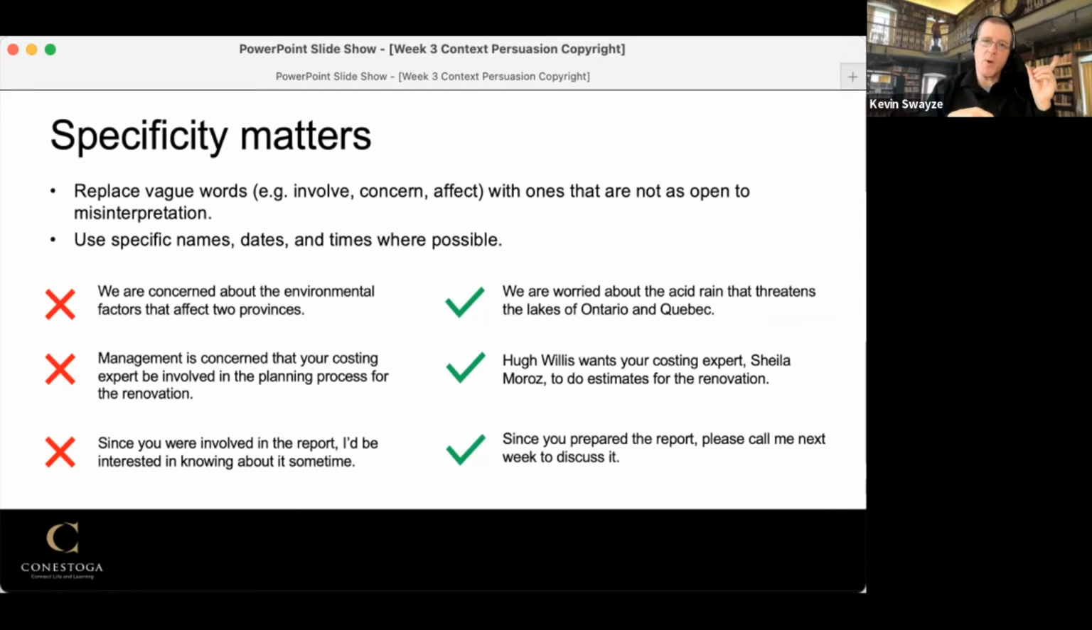So we know Hugh is the manager, Sheila is the expert, we know what they want. Hugh wants Sheila to do the estimates. That makes it easier to understand. So if you can use a name, it helps simplify, because a name stands for something else. A name stands for a person. Management, that could be anybody in a management position in a company. Be as specific as you can.